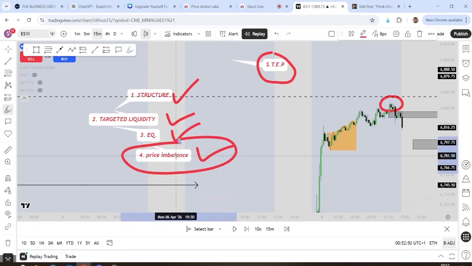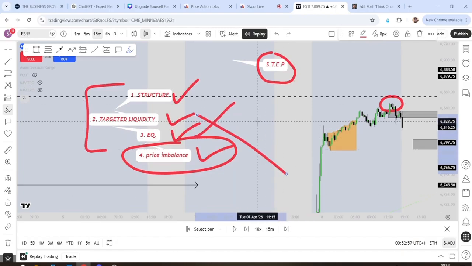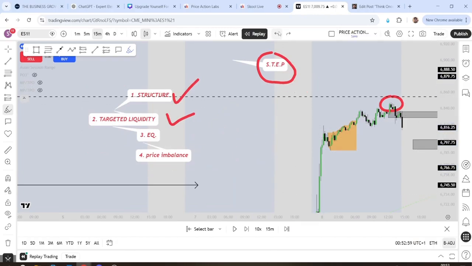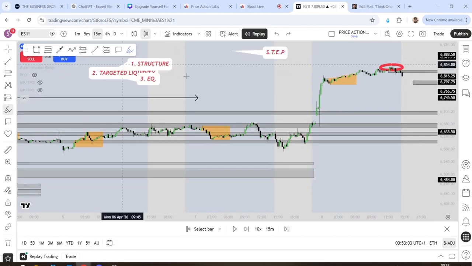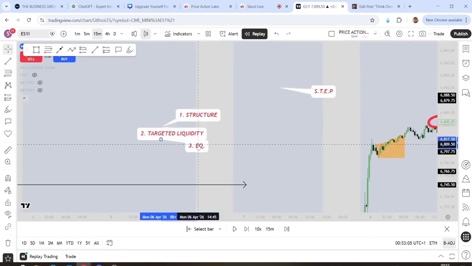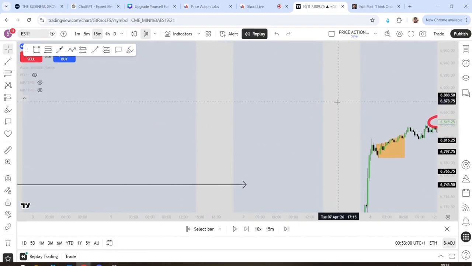The mistake I see, or the problem I see a lot of traders make, is that they will try to find a price imbalance without actually going through the first 3 steps, which is wrong. You want to go through the first 3 steps first. Very important. Once you've done that, this is the reason why Wednesday's trade, I think, was really good. And this is the reason why Thursday's trade ended up really good. But let's just focus on Wednesday first.